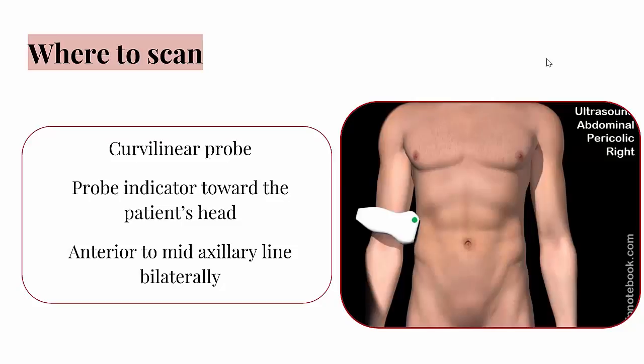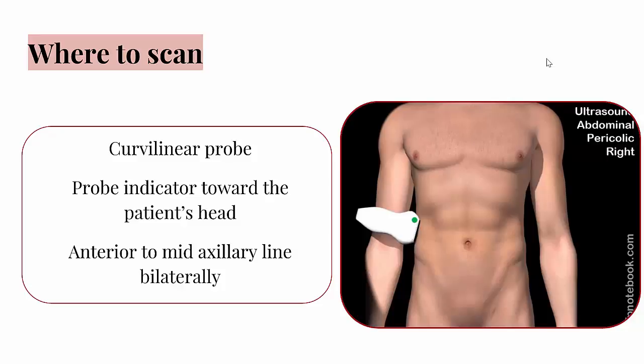Next, where do we scan? For this exam, we'll be using the low-frequency curvilinear or abdominal probe. It's important to scan both kidneys in the longitudinal and transverse planes, looking for hydroureter, which suggests nephrolithiasis. For this exam, we're not actually going to be directly visualizing the kidney stones or stones in the ureter. We're going to be looking for that hydroureter.